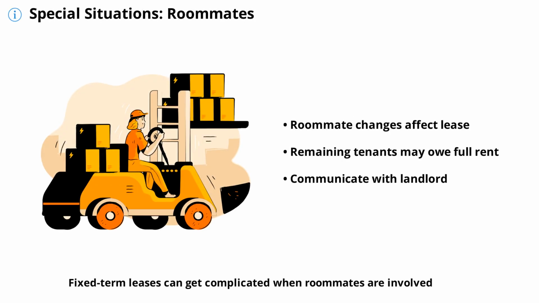Fixed-term leases can get complicated when roommates are involved. If one roommate wants to leave early, the remaining tenants may be responsible for the full rent. It's important to have a clear agreement among roommates and communicate with the landlord about any changes.